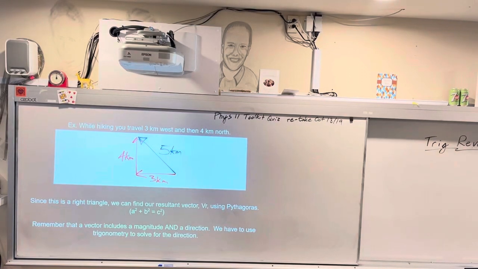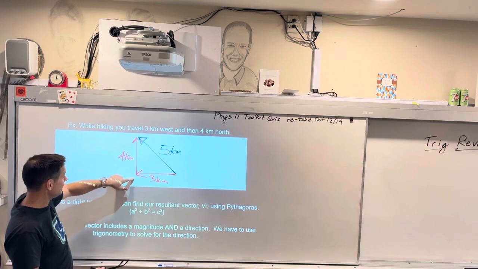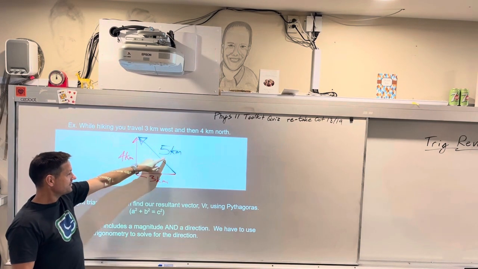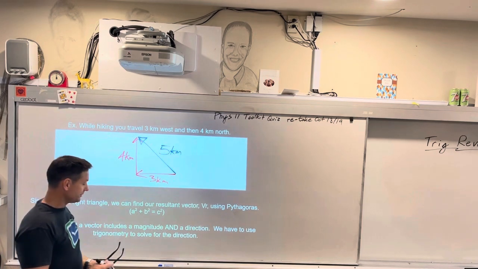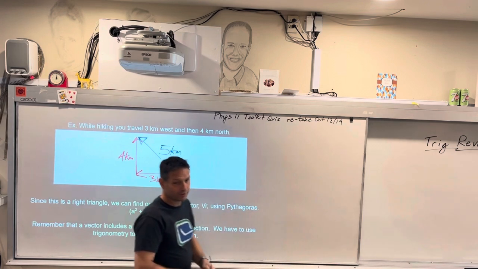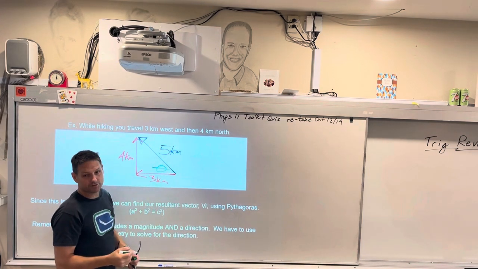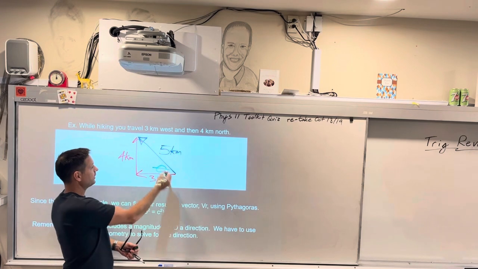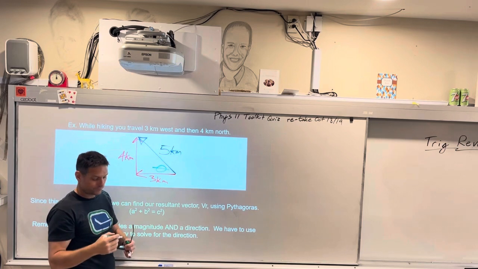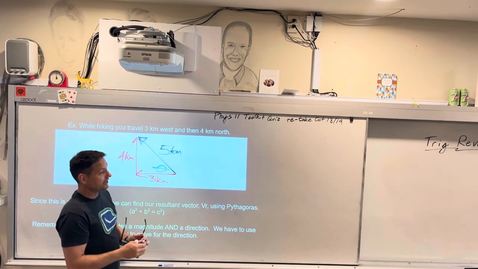Okay, so we have this triangle, and we're adding vectors, 3 kilometers west, 4 kilometers north, which gives us 5 kilometers as a magnitude, but we also need the direction. So we have to find the angle. We call the angle theta. We want this angle theta so we can describe to someone where this person is if they walk 3 kilometers west, 4 kilometers north. So we need to do a review of trigonometry.